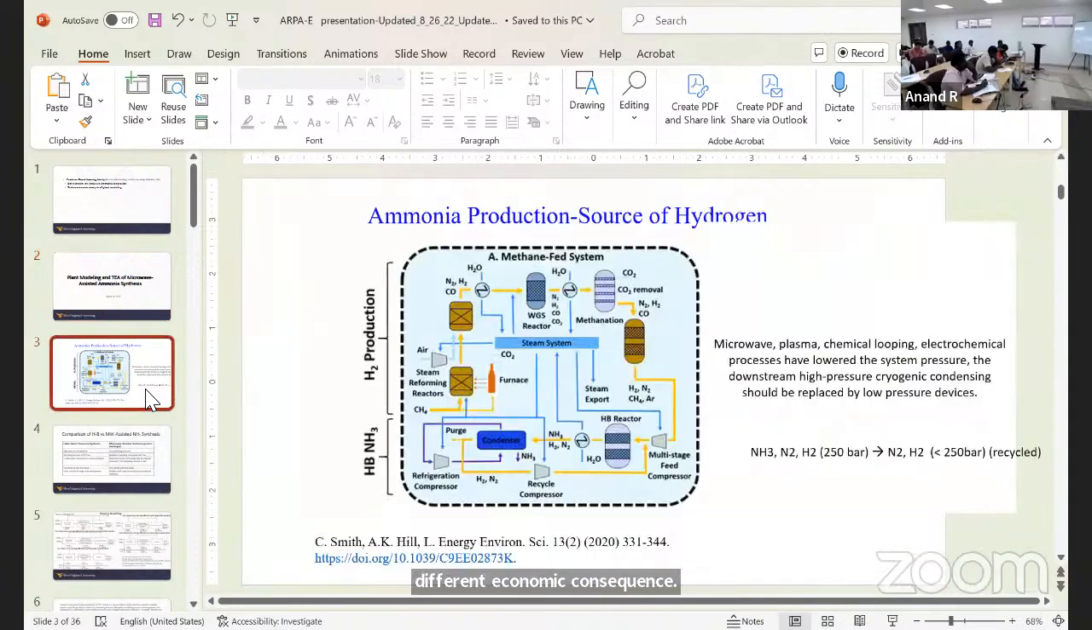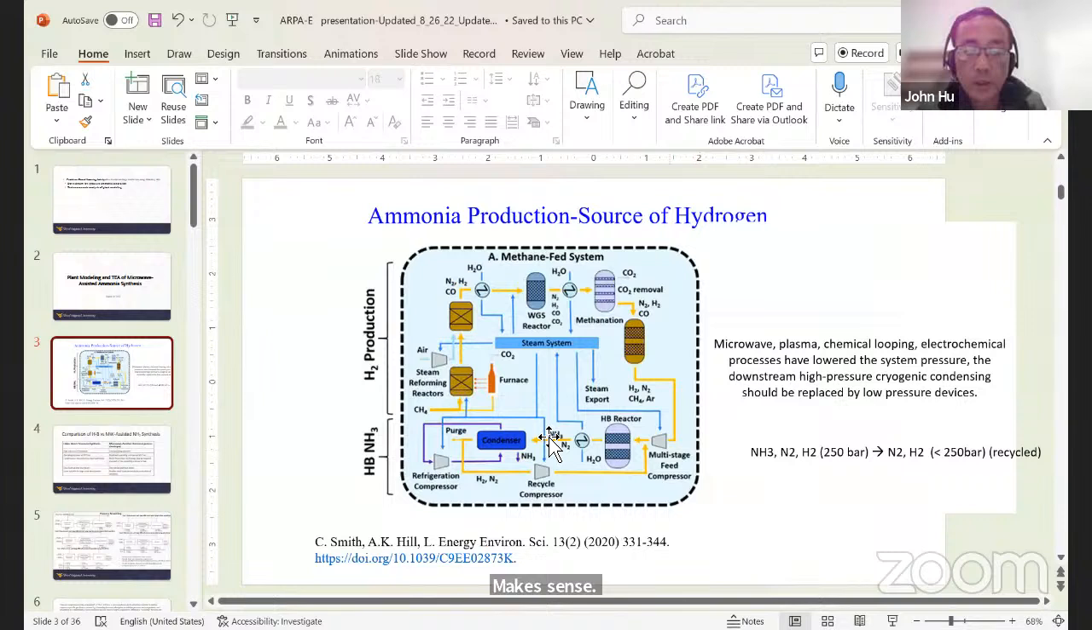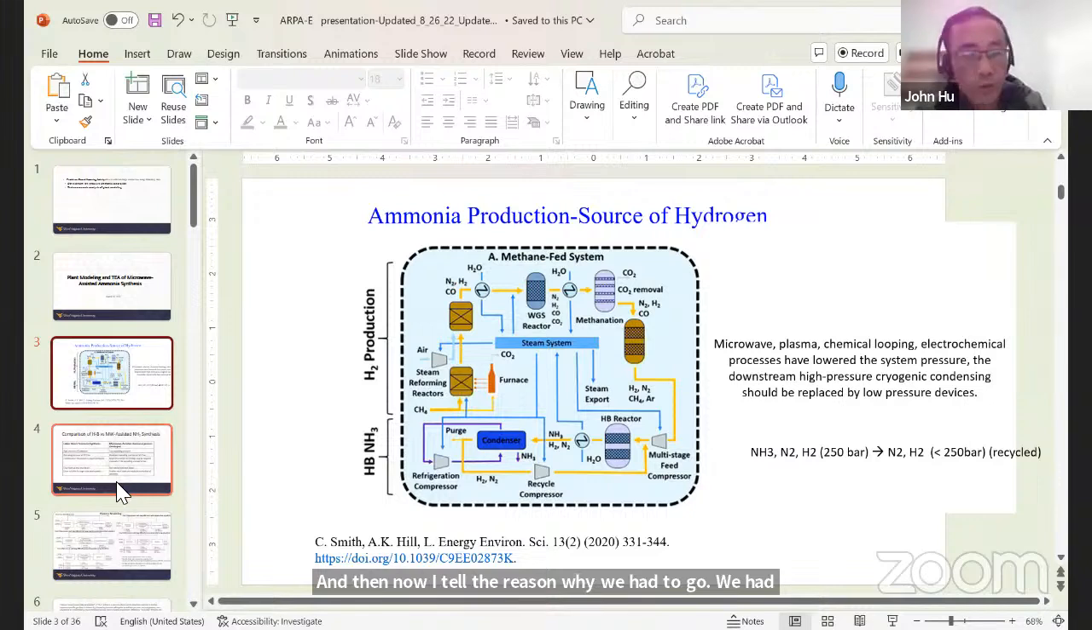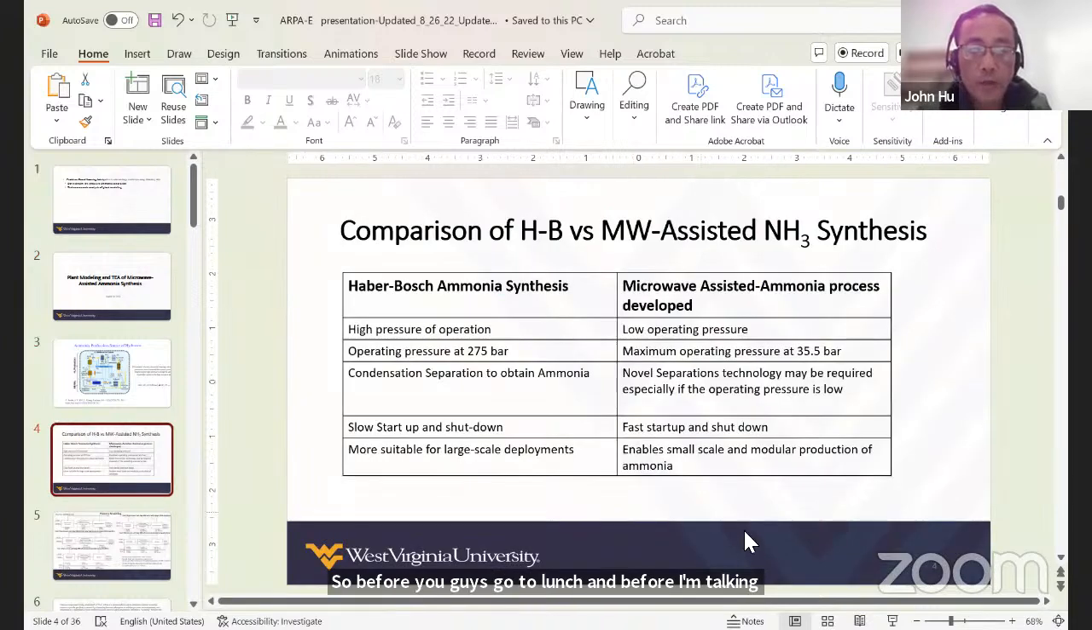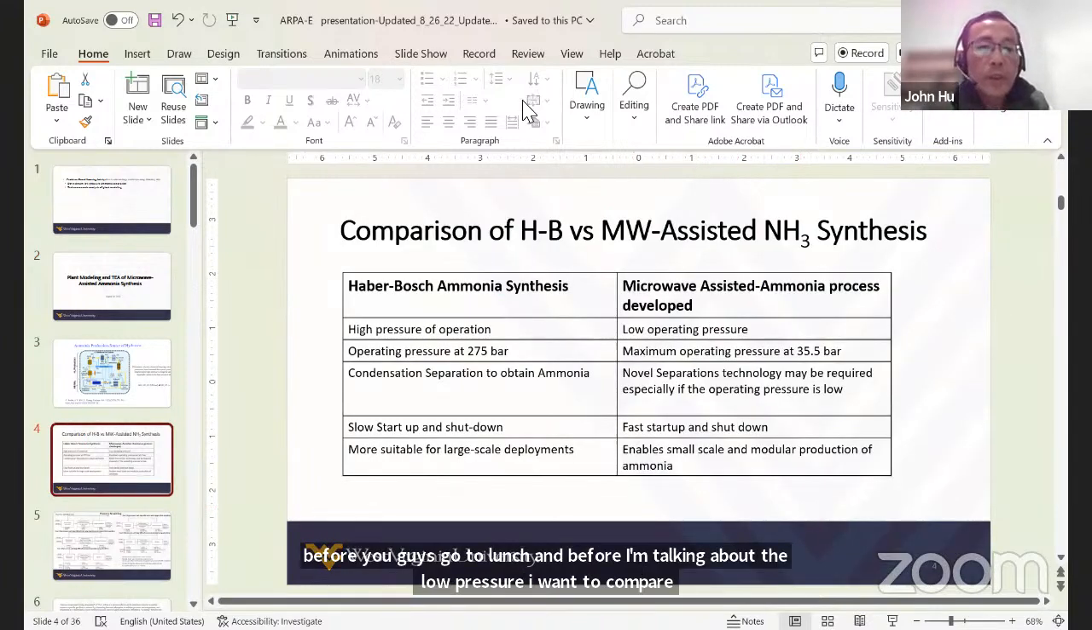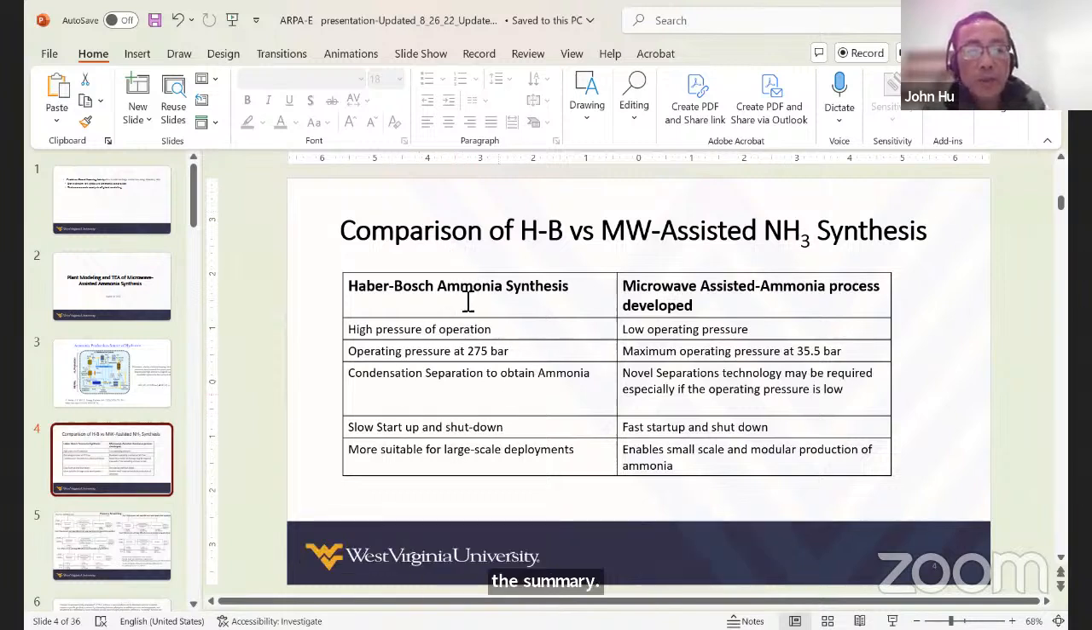Yes, sir. And now I'll tell you the reason why we have to go through the low pressure separation. Okay, so before you go to lunch and before I talk about the low pressure, I want to compare the Haber-Bosch, the summary. On the left-hand side of the column is the Haber-Bosch ammonia synthesis.